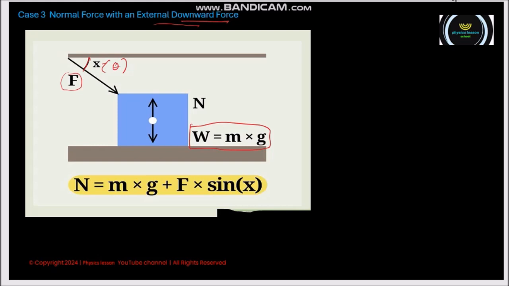Let's decompose this one. Alright, let's decompose like this. Let me say F, this angle and this angle are the same. Let me say x because of alternate angles, and this one is parallel to this side. We are decomposing, and this x or theta angle, this is the horizontal. Let me say Fx. This is the vertical. Let me say Fy.